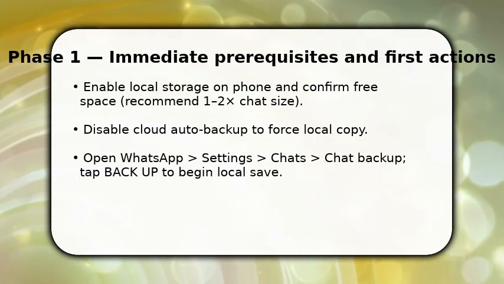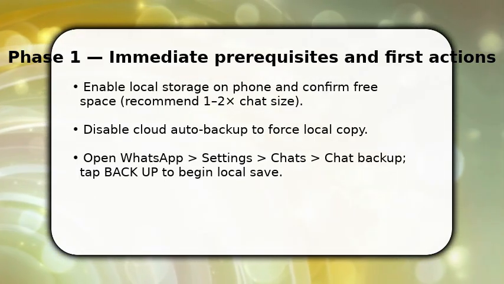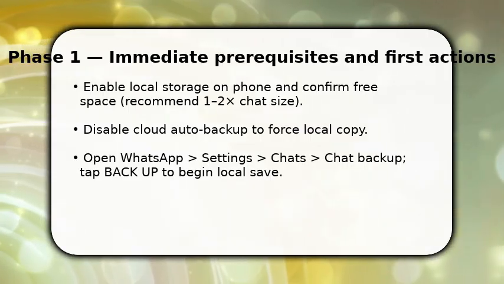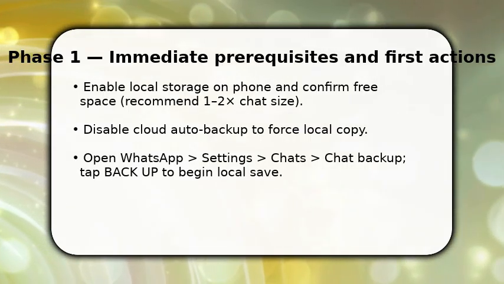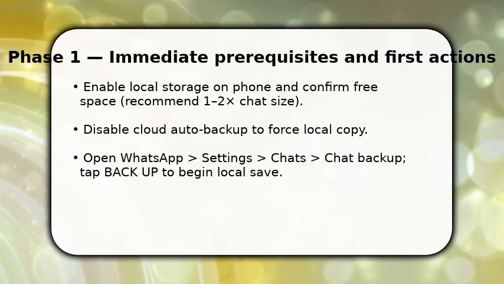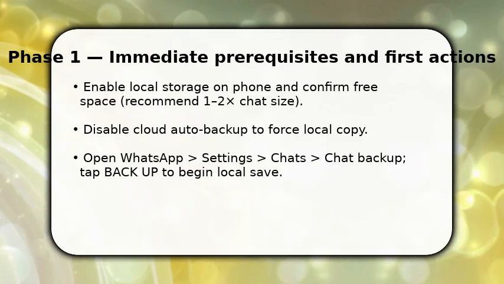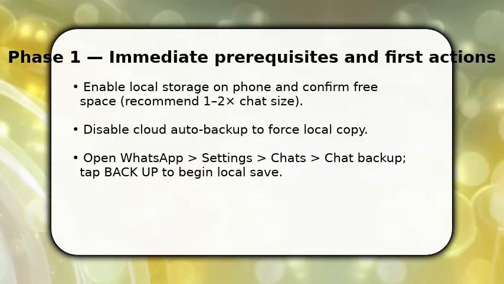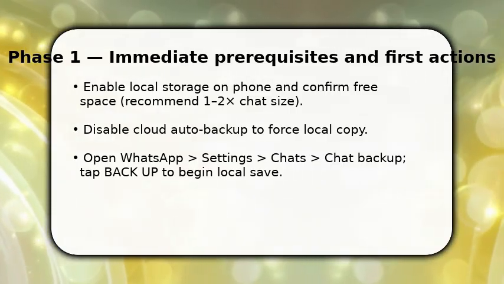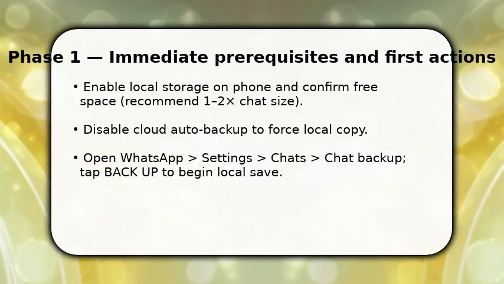Check that your phone has enough free space and that cloud backups are off because you want a true local file. Once done, open WhatsApp, go to Settings, Chats, Chat Backup, then tap Backup. You do this to generate the latest msgstore.db file on your device. Make sure the app completes the process. It writes timestamped files into the WhatsApp/databases folder. This initial action creates the concrete file you'll preserve and transfer.